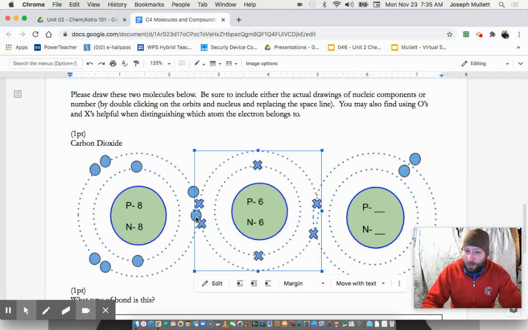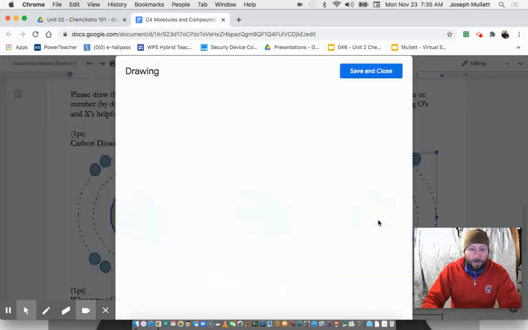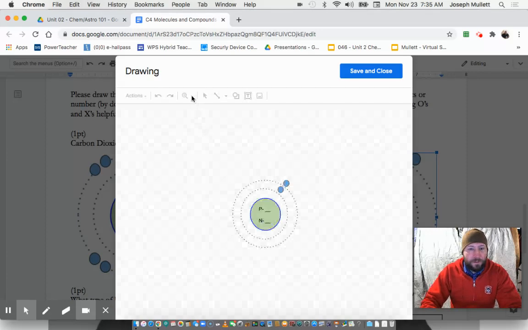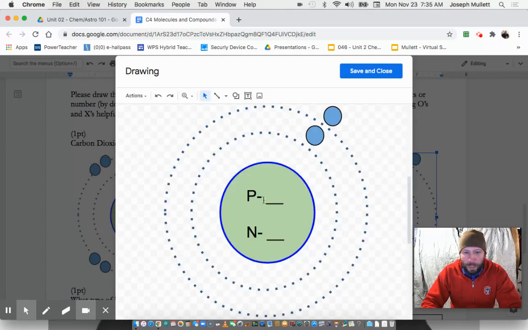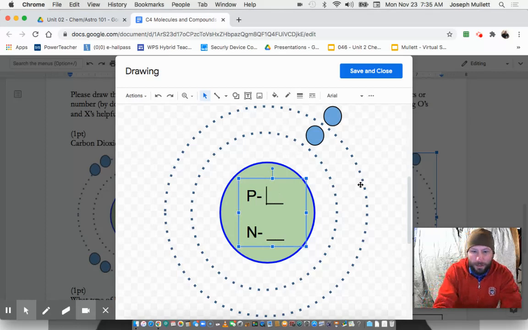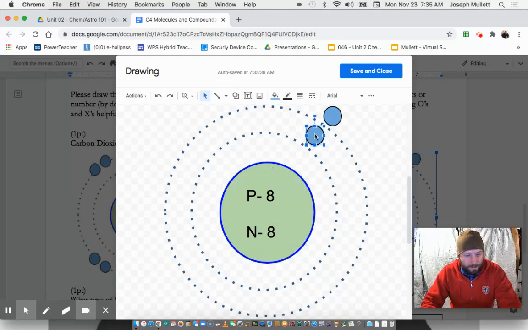Now we're really, really close to filling the outer orbits of the carbon here in the middle, but we've got to do the same thing over here on the oxygen. So please remember, zoom in so that you can go and make the modifications, 200%. And again, we're going to delete that line and make it an 8. I'm going to delete this line and make it an 8. And now I'm going to go and start populating my electrons here. So I need a couple of them.